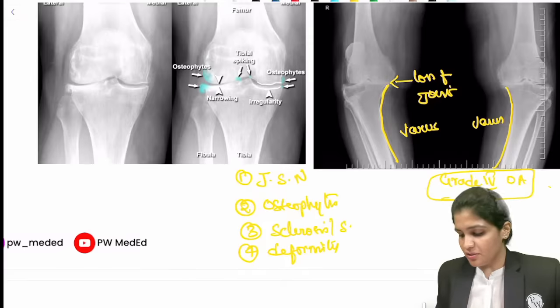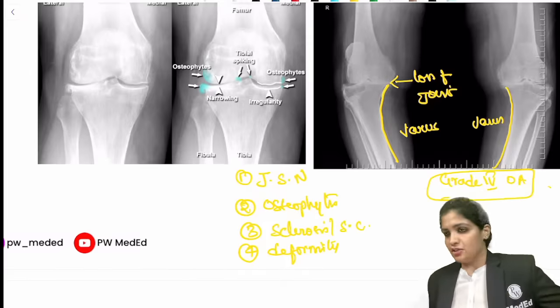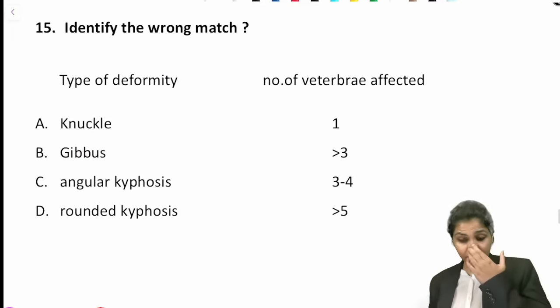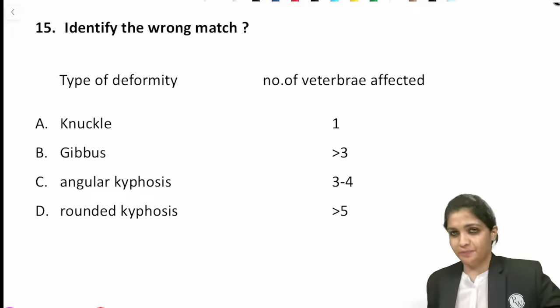And sometimes with the sclerosis, you can also see the subchondral cyst. So that is the osteoarthritis. So next question. So identify the wrong match.